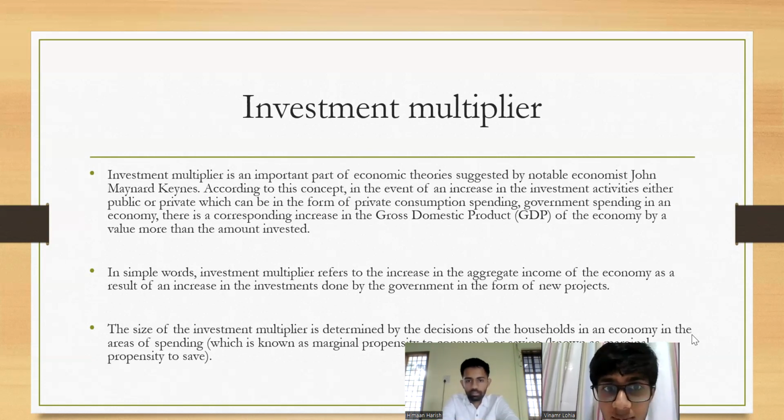Okay. The investment multiplier is an important part of economic theory. According to this concept, in the event of an increase in investment activities, either public or private, which can be in the form of private consumption spending or government spending in an economy. Private consumption spending is an example.